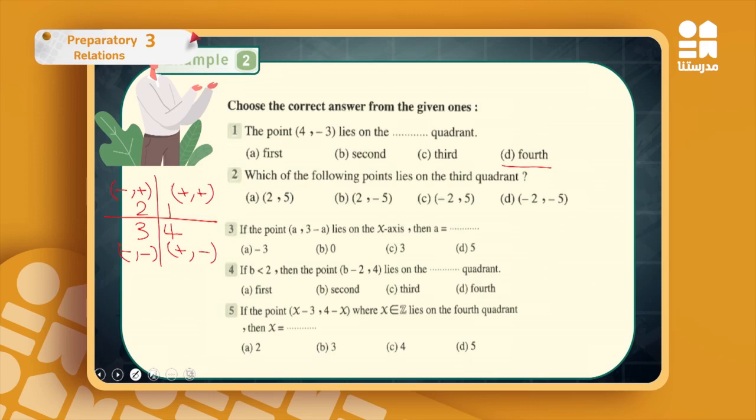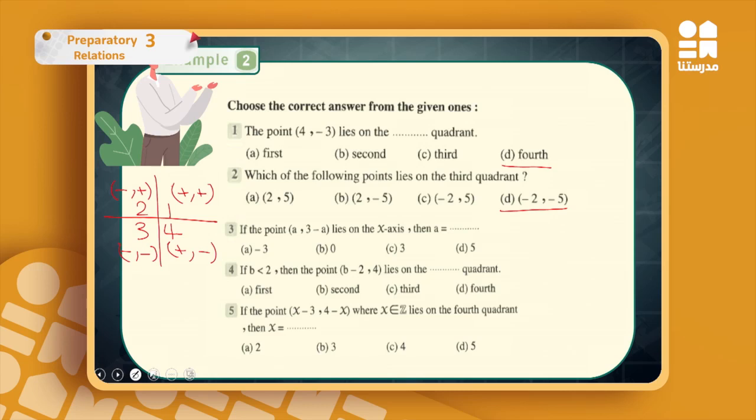Question number 2. Which of the following represent points lie on the third quadrant? Which of these four points are in the third quadrant? Okay, the third quadrant both are negative. So I will choose the ordered pair which contains 2 negative numbers. We find that the last one is in the third quadrant.